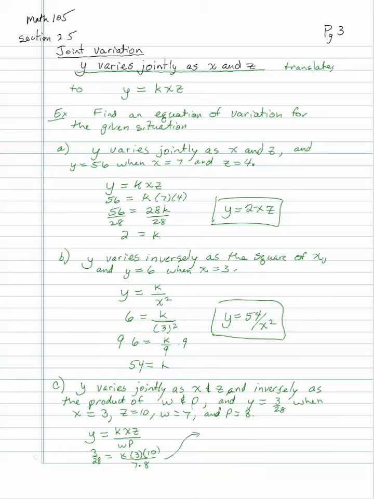So this is going to get me 3/28 equals k times 30 over 56. Let's see if I can reduce this. That'll be 4. That'll be 5. So it'll be 15 over 28. And then multiply both sides by the reciprocal, 28 over 15, 28 over 15. So k is 1/5.